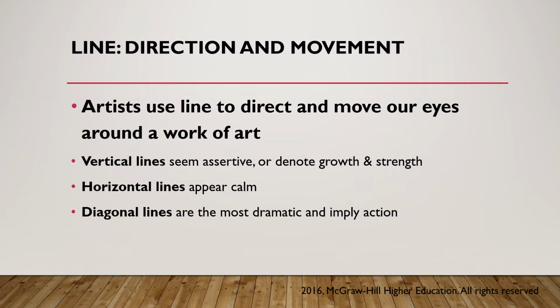Okay, artists use lines to direct and move our eyes around a work of art. There are vertical lines, there are horizontal lines, and there are diagonal lines. And again, those can be curvy, straight, whatever. Vertical lines have the implication of growth. Things are growing up and out. Horizontal lines appear calm, like the flat calm of a lake or the ocean. And diagonal lines are dramatic. They imply that there's motion going on.